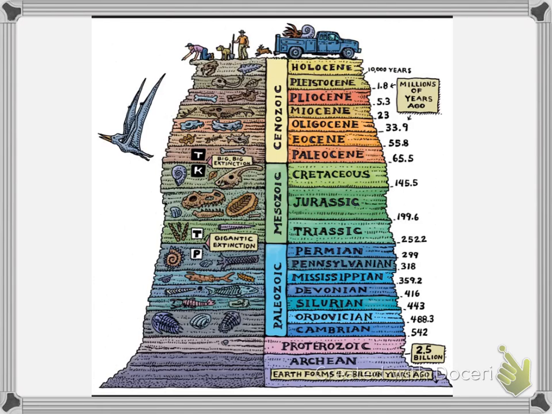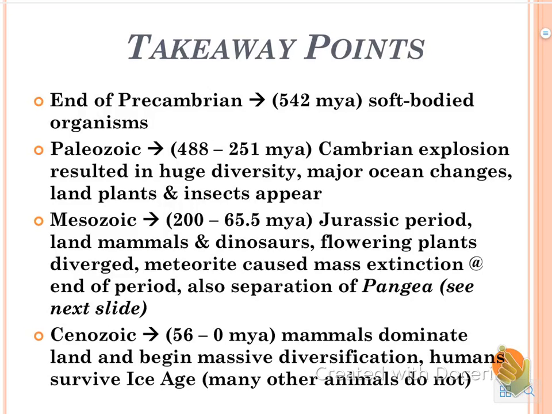This one shows a little bit different as well. But if you remember, there's also some big extinctions, which is why we don't have dinosaurs anymore today. So there was a giant extinction before dinosaurs walked the earth. And there was another extinction that got rid of the dinosaurs. So, takeaway points. The end of the Precambrian period was 542 million years ago. This is when soft-bodied organisms began to develop.